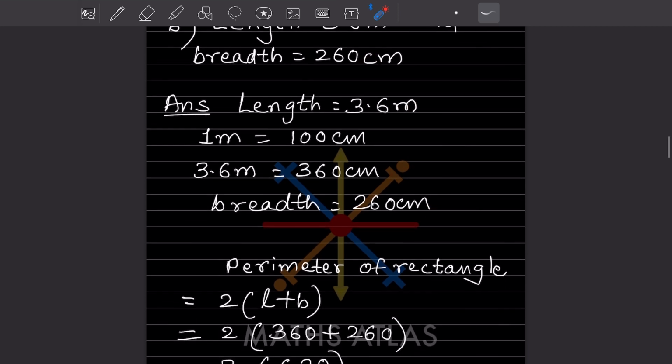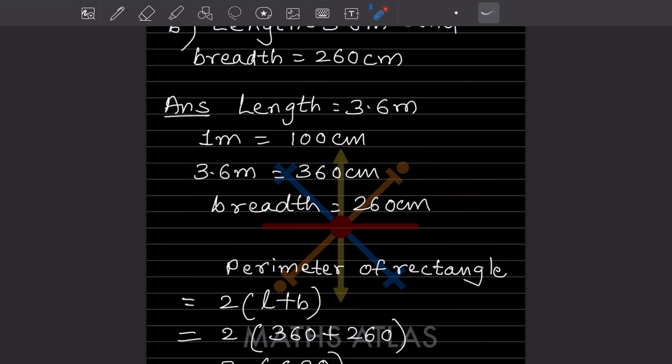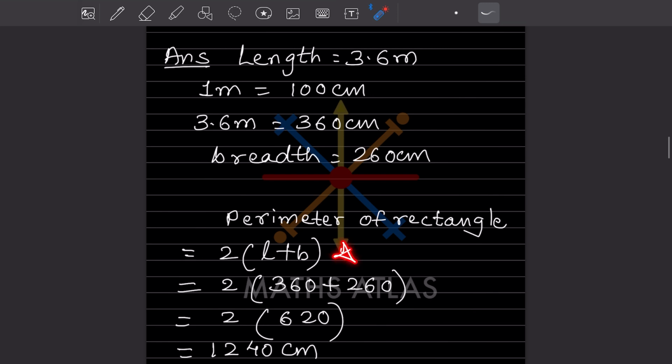Now we will go for the perimeter after conversion. The other thing is the same. You have to take the perimeter of the rectangle, and this is the formula for it. Just plug in the length and the breadth values over here, and this is your answer when you multiply this. So 1240 centimeter.